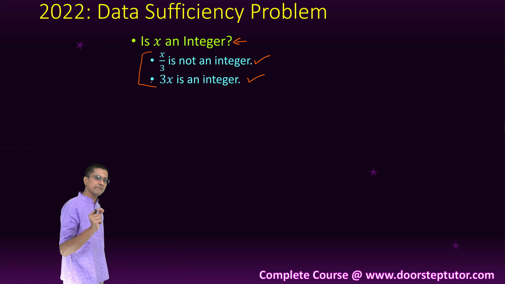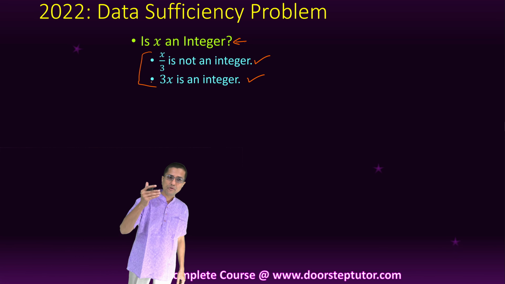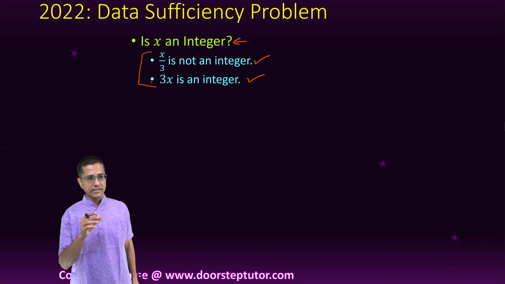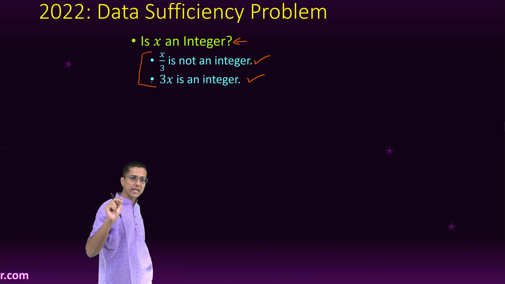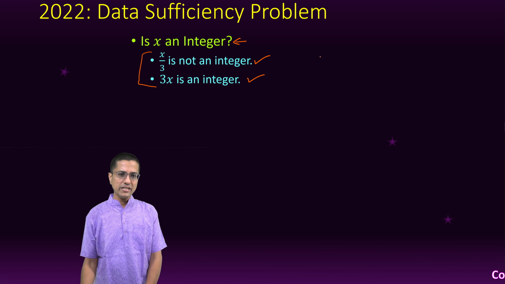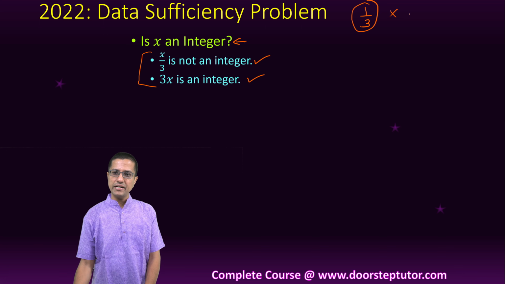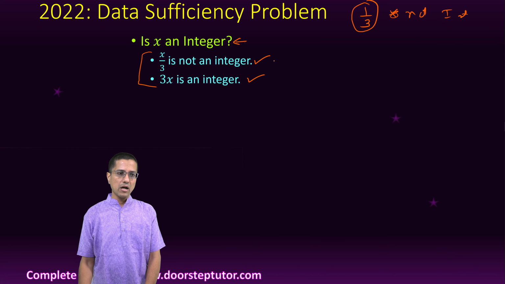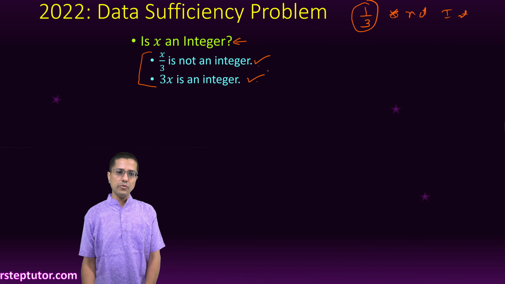So to determine whether a number is an integer, if I am told that x by 3 is not an integer and 3x is an integer, can I definitely conclude that x would be an integer in that case? So let's take a very simple example. Let's take an example of 1 by 3. So 1 by 3 is definitely not an integer. It's not an integer. However, both of these conditions remain true for 1 by 3.